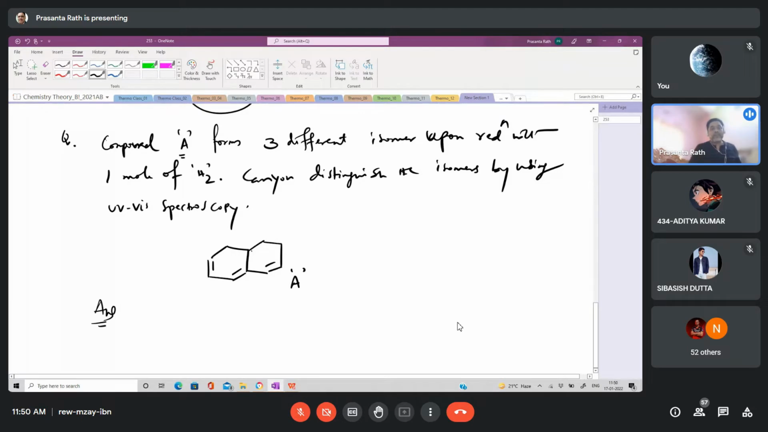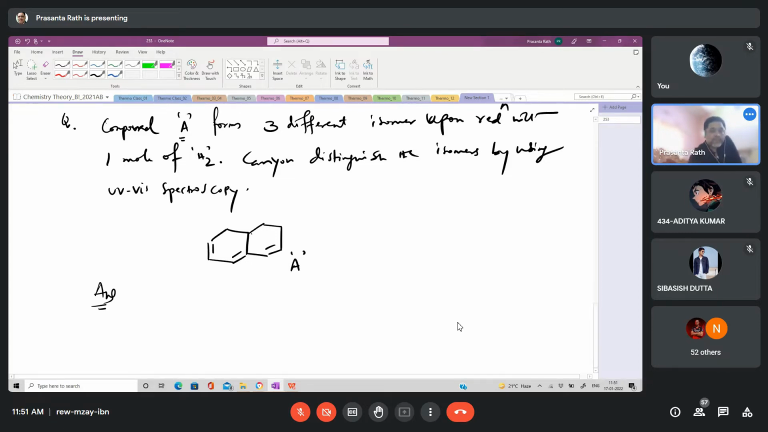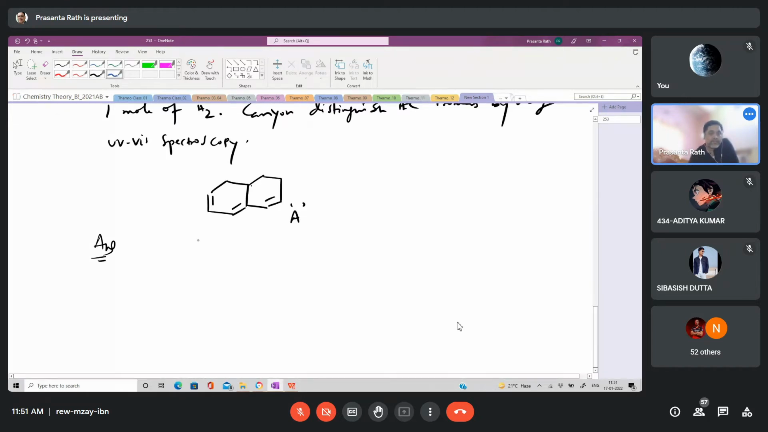Can you do this? If you reduce this compound with 1 mole of hydrogen, can you write down the isomers first? What are the possible isomers? If I take this compound and try to reduce it with 1 mole of hydrogen, 3 isomers are formed. 3 isomers, because 1 mole of hydrogen means we can reduce any one double bond. We cannot reduce all the 3 bonds.